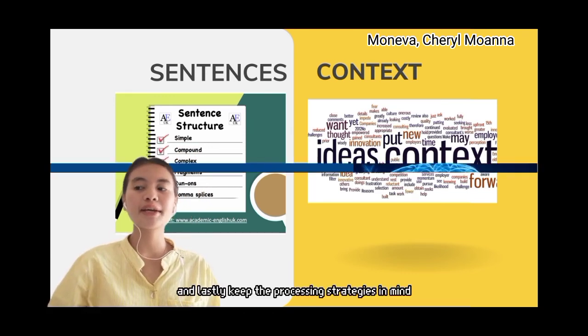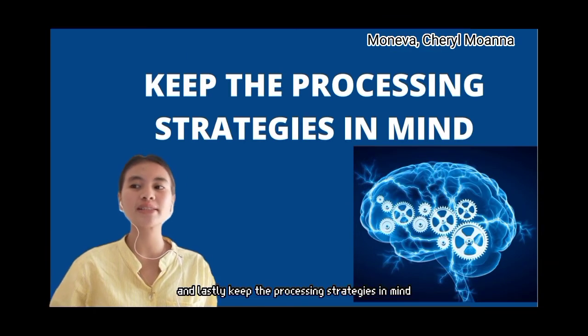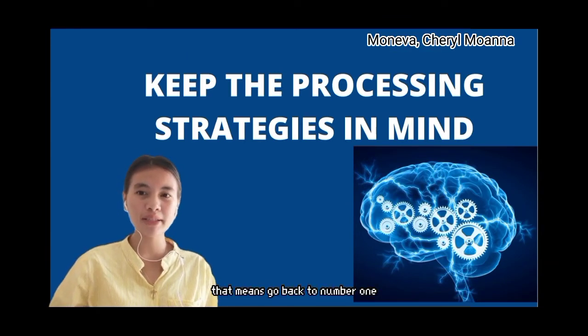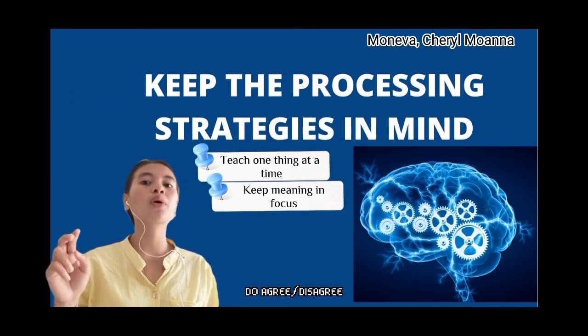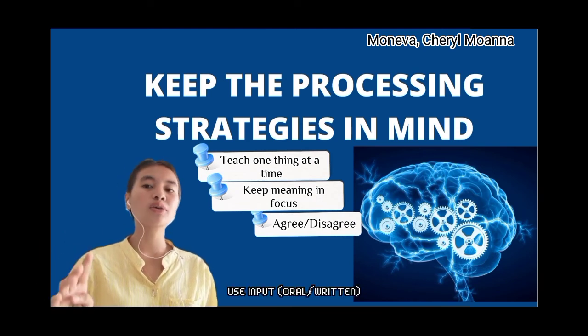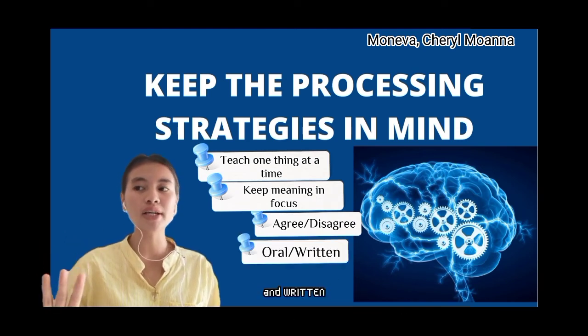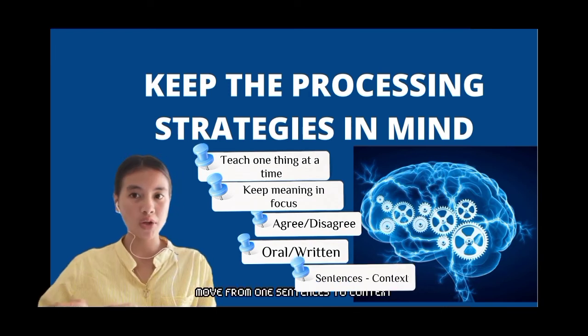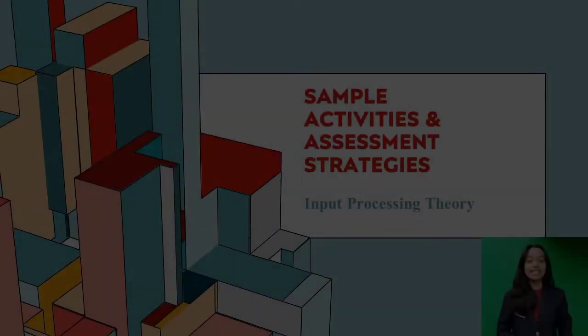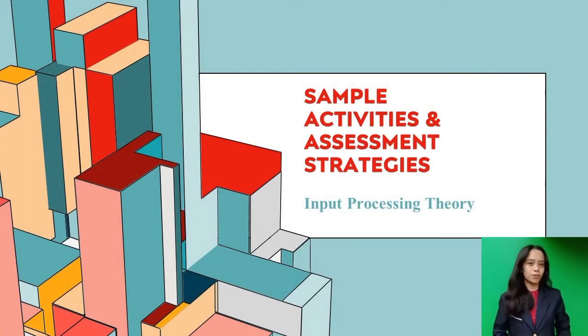And lastly, keep the processing strategies in mind. That means go back to number one. Teach one thing at a time. Keep meaning and focus. Do agree or disagree. Use input oral and written. And of course, move from sentences to context. This is the sample activity for input processing.